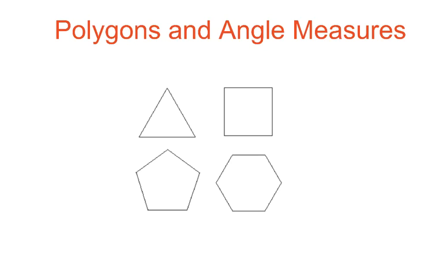Polygons and angle measurements. Here are a few different polygons: triangles, squares, pentagons, and hexagons. Did you realize that a pentagon could be drawn more than just the way that you see it here? All of these figures here would be called regular polygons. And by regular, I mean all of the angles are the same.